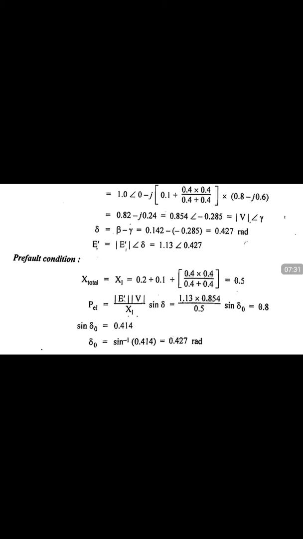So here we have three types of calculation needed. One is our pre-fault condition, what is the nature of the system in the pre-fault; second, what is the nature of the system during the fault; and third, what is the nature of the system in the post-fault. Here, for the total reactance in the pre-fault, we may have our general reactance diagram. In order to find our equivalent reactance, we short circuit our voltage sources and open circuit our current sources. From simplifying, we get 0.2 for the generator, 0.1 for the transformer, and 0.4 and 0.4 for the two parallel transmission lines. When you simplify these values, you may get 0.5.